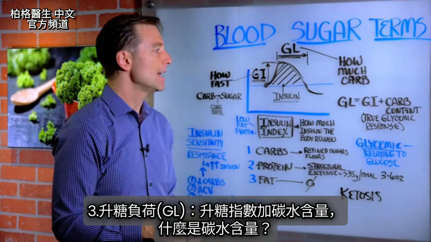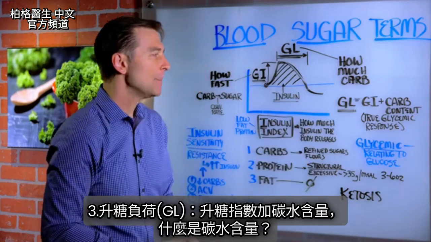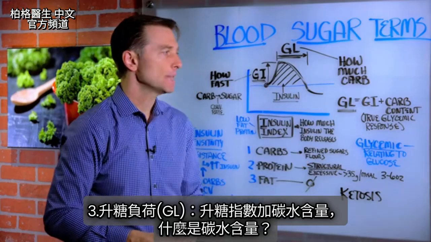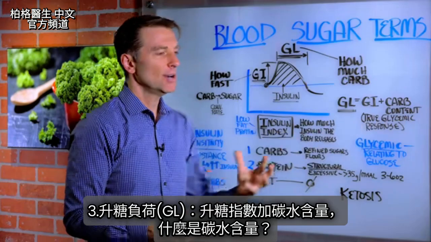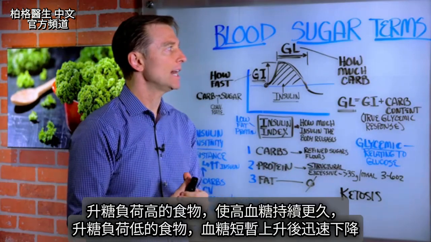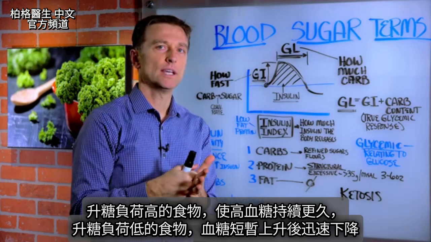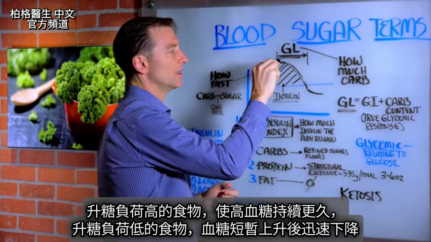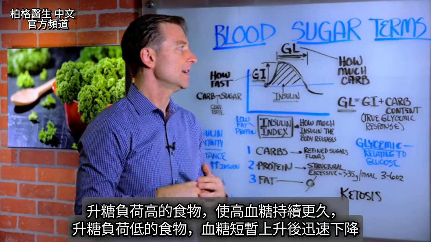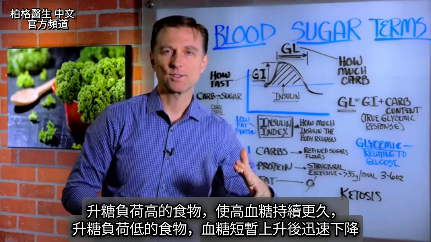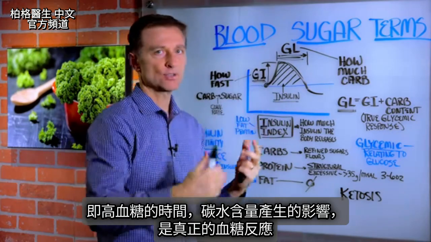Now the next term we're going to talk about is glycemic load. That would be a combination of the glycemic index and the carbohydrate content. What does that mean, carbohydrate content? Well, this is another scale too. If something was very high on the glycemic load, it would create a long duration of this spiked blood sugar. If something was low on the list, it would create a little spike and then come right down really fast. So it's kind of like the duration, the quantity of how much carb and how much effect it's creating.